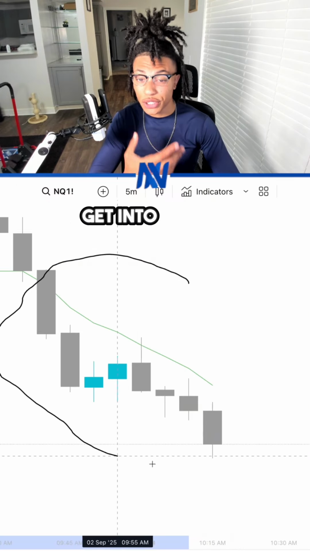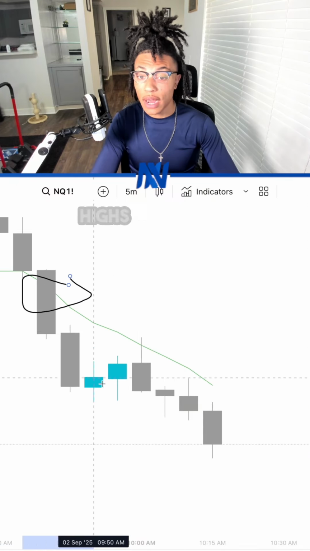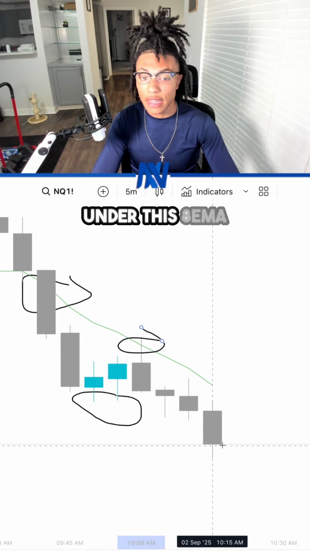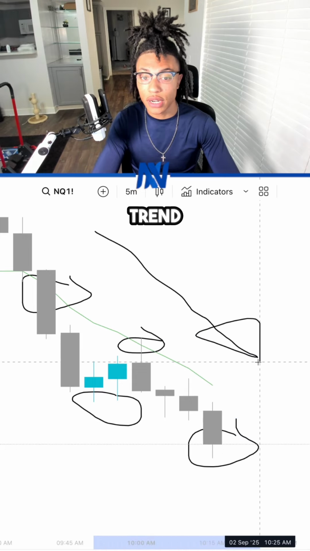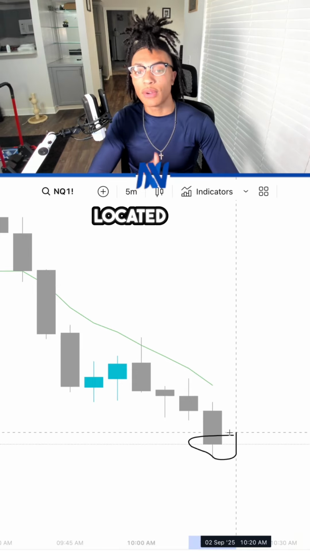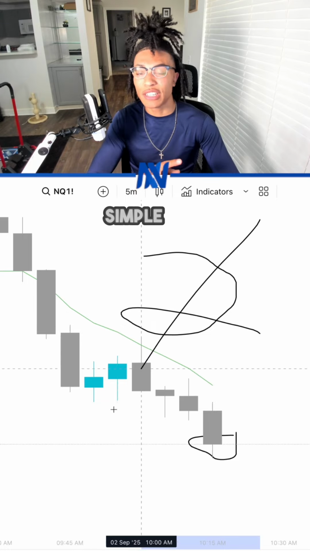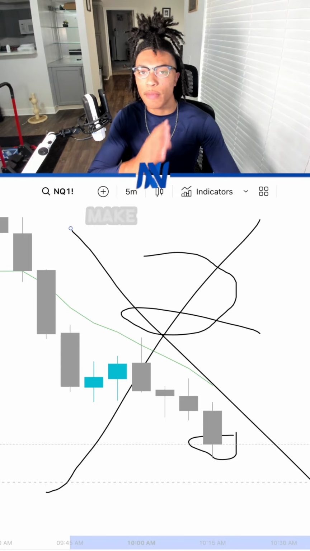Now, let's actually get into a trade using this example. We have lower highs and lower lows being formed under this 8 EMA, which signals a strong bearish trend. And since we know the trend and we see price located right here, we're going to use this last simple step, but if you get it wrong, it's going to make or break your trade.